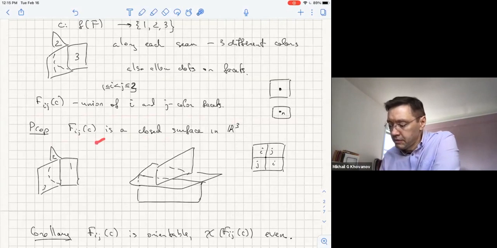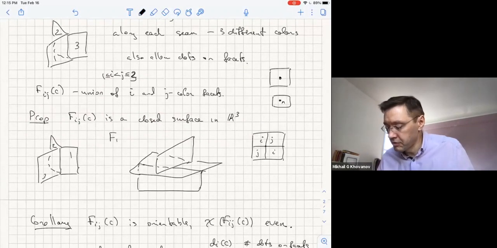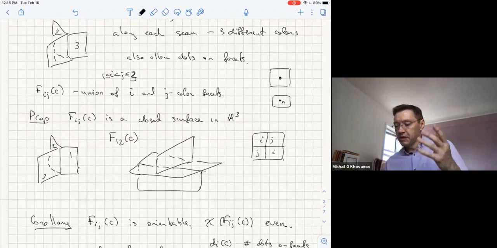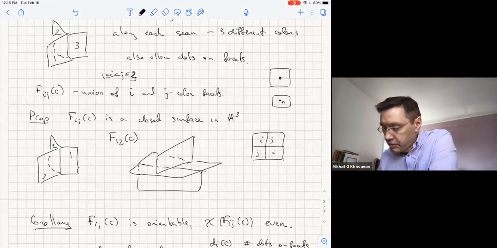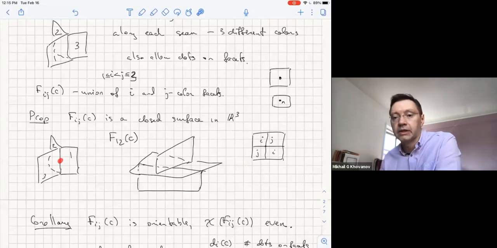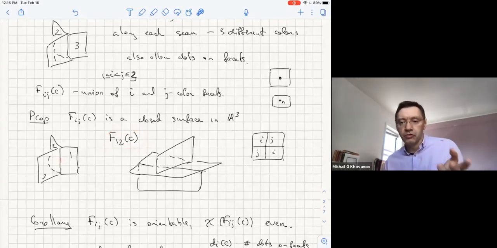Fij of C is a closed surface in R3. So let me just look at the case F12 of C. Why is that a surface? Well, it's a surface at each radial point inside the facet, and for a point on a singular edge, F12 keeps only 2 facets out of 3 adjacent to the edge, so it's a surface locally in the neighborhood of this point of this surface.